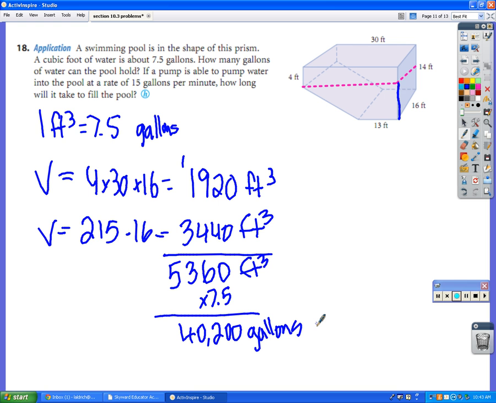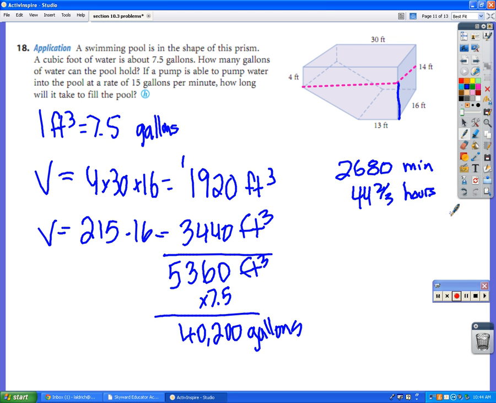All right, now for the second part of this, if they can pump water into the pool at a rate of 15 gallons per minute, how long will it take for them to fill the pool? Now we're going to divide. So take this and divide it by 15. 2,680. 2,680 minutes. How many hours is that? Divided by 60. 44.6. 44 and 2/3 hours. Okay, so it'd take almost 2 days nonstop to fill that pool.